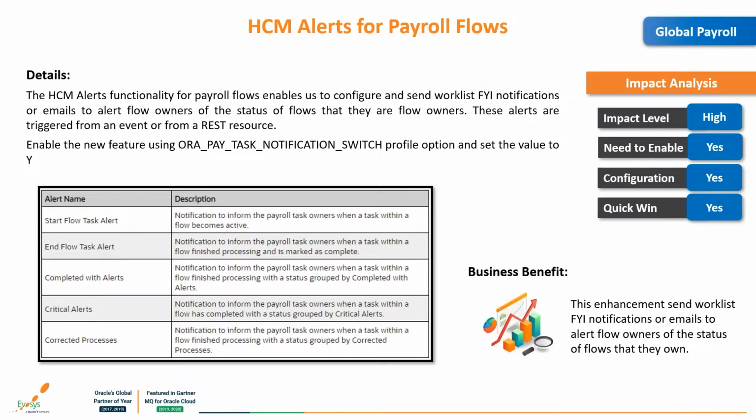For example, when the payroll flow starts, we are going to get the start flow task alert. When the flow ends, we will be getting the end flow task alerts. So all the payroll process, or I mean flow owners, will receive the notifications for each of the statuses which are already defined in the system and enabled. They will also get notifications when the process completes with alerts, when the process completes with the status of critical alerts, and when the process becomes corrected processes.